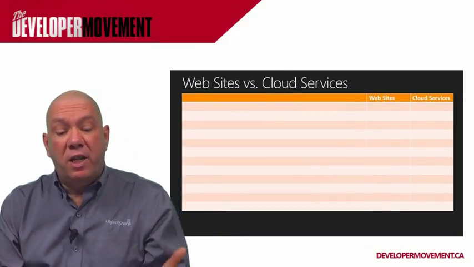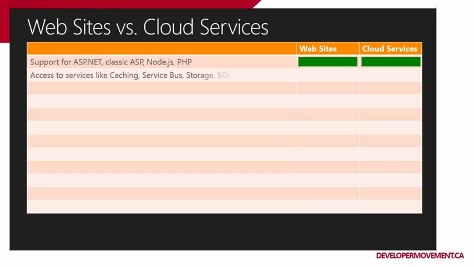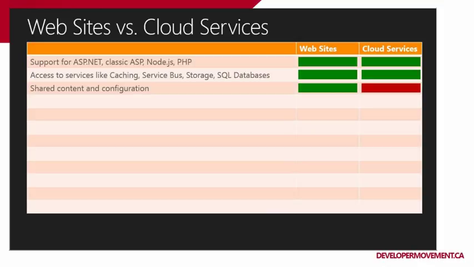To give you a sense of the websites versus cloud services discussion, these are at a point-by-point level. You can see what we've got going on. So websites, cloud services, both support ASP.NET, Classic ASP, Node.js, PHP. Both have access to additional Azure functionality, caching, the service bus, Azure SQL databases, which is a cool thing unto itself. The different table and blob storage models that Azure happens to have, they both have access to that kind of functionality.